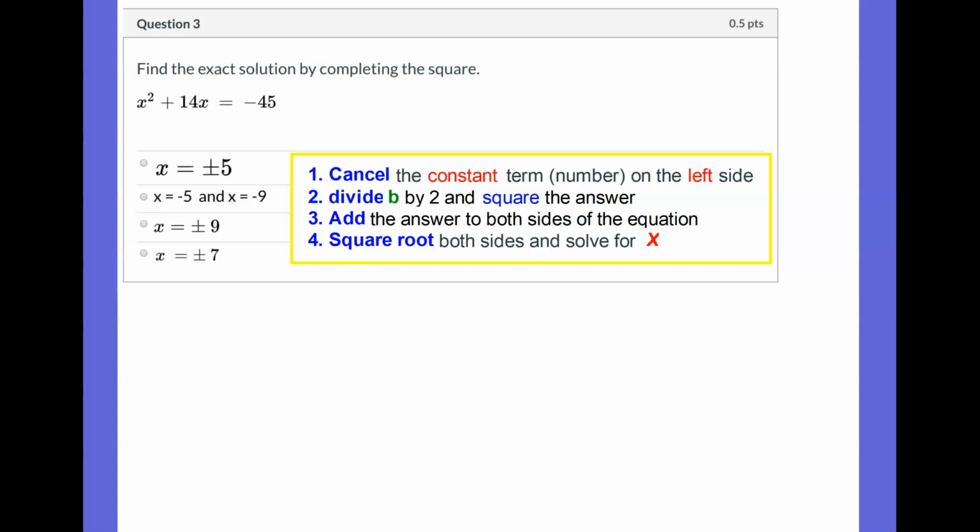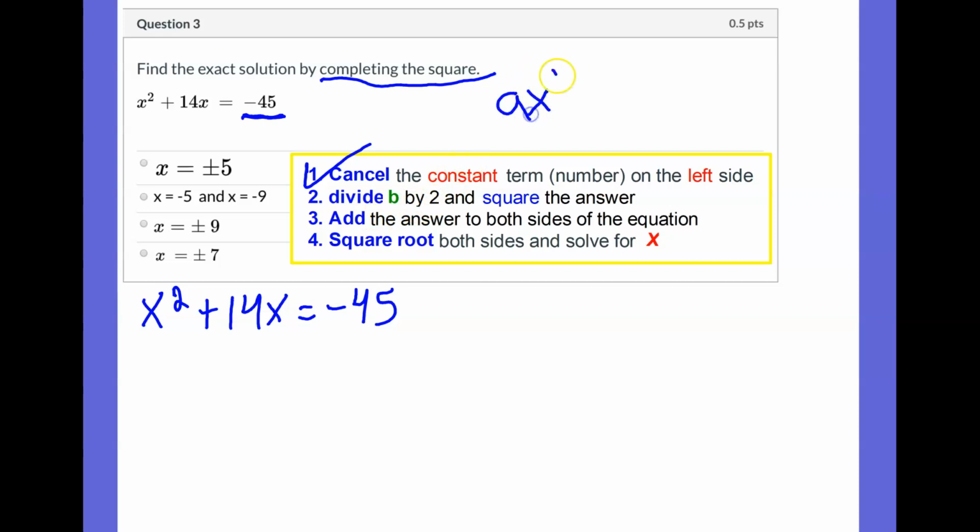For this one, it says find the exact solution by completing the square. So we will do the same thing that we did in the previous problem. The first step is cancel the constant, the number on the left side. I don't have to do that step because the constant is on this side already. So that step was done for me. I'm going to write the equation on the bottom so we can work on it. Now I have to do step 2: divide b by 2 and square the answer.